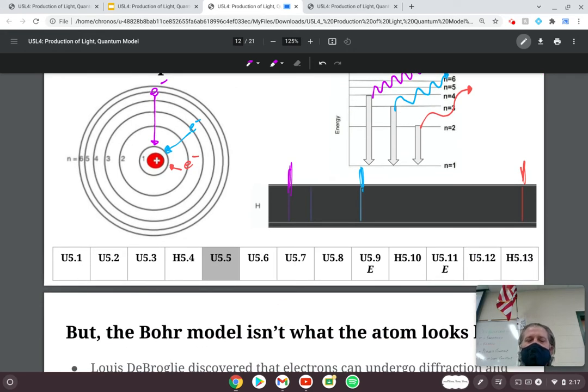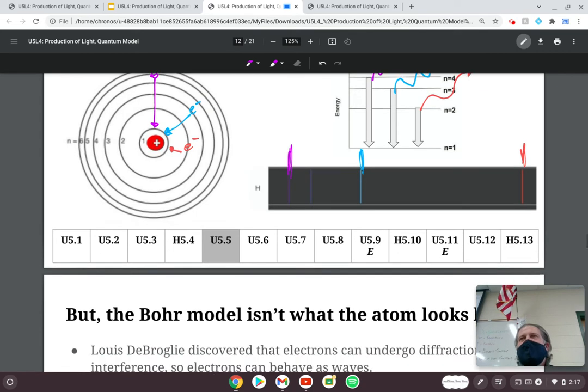So now, we have discussed that the Bohr model is good for using as a model to explain how the atom kind of sort of works. But we've also mentioned that it's not a great representation of what an atom actually looks like. So we're going to talk a little bit about what atoms actually look like going forward.